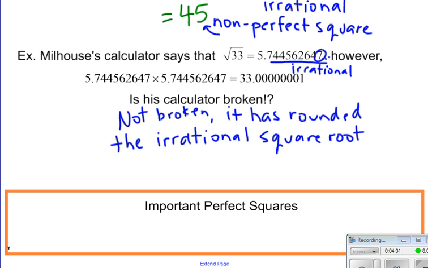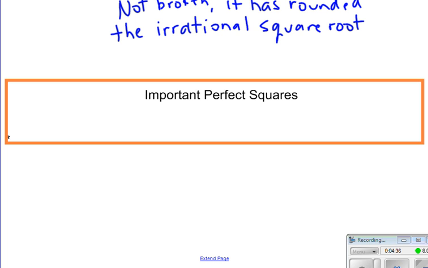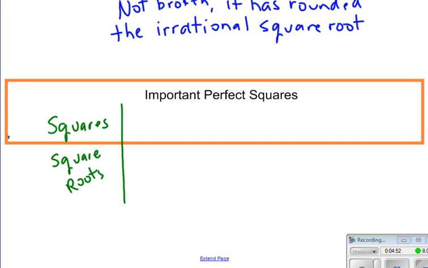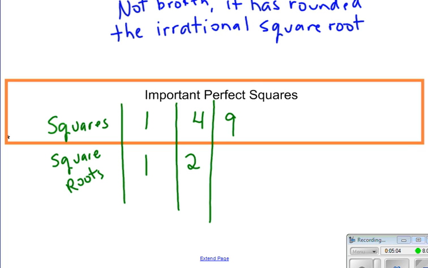So at the bottom of your page, you see a box that says important perfect squares. This is an important table that you should make. So we have perfect squares, and then the square roots of those squares. For example, if I had a square that had an area of 1, the square root is 1. If I had a square of area 4, the square root is 2. If I had a square of area 9, the square root is 3.